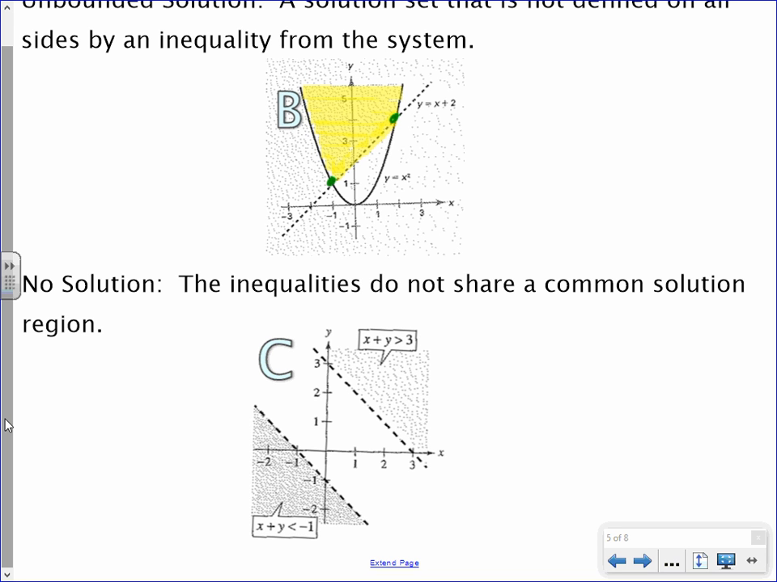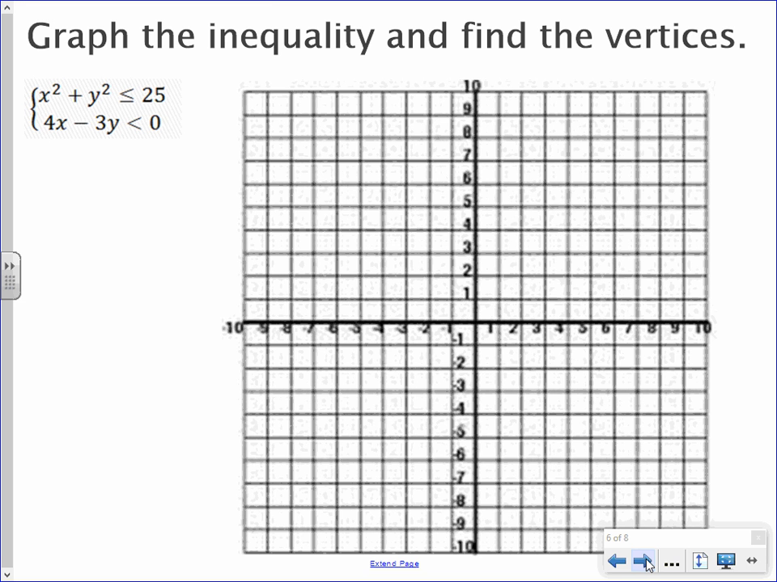Okay. So I realize that we're getting close to lunch, so we're probably going to have to start this problem and then finish it when we get back. But we might as well begin. Go ahead and write down this system of inequalities.